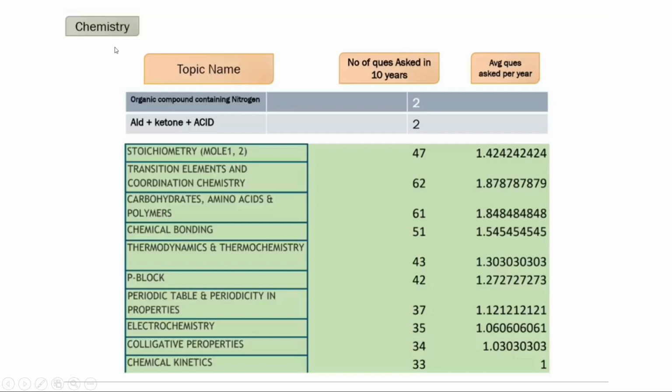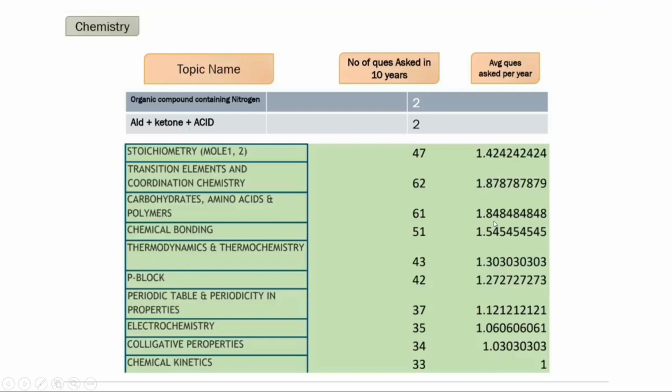Carbohydrates, amino acids and polymers, you can get one or two questions. Chemical bonding, one or two questions. Thermodynamics and thermochemistry, one or two questions. Coming to P block, one or two questions, same as the others. In the green zone you can guess that mostly one or two questions from these chapters will be there for sure. Electrochemistry, one or two questions.